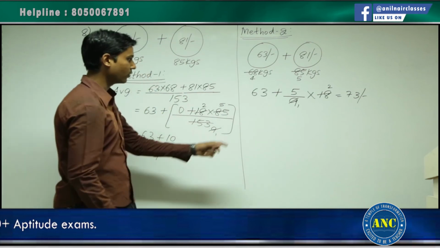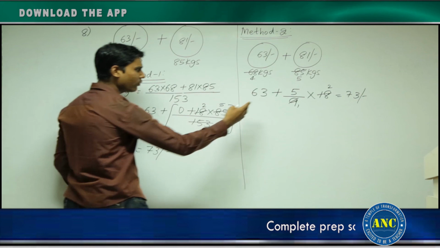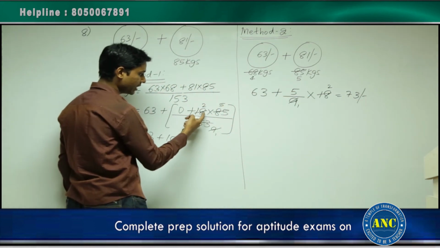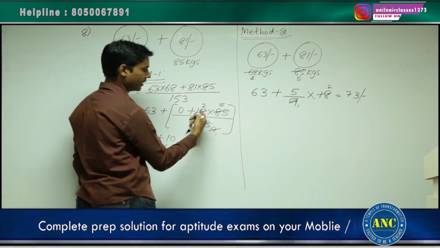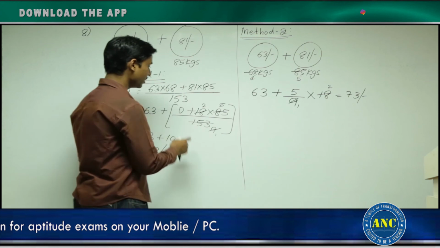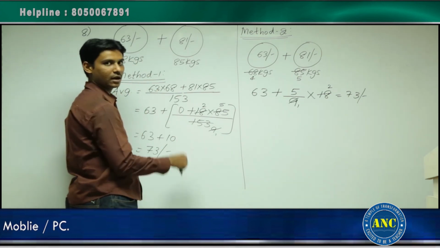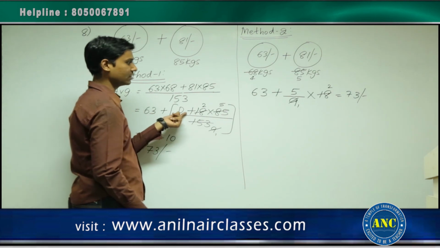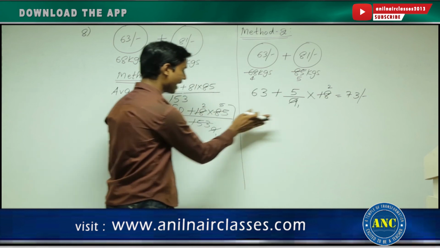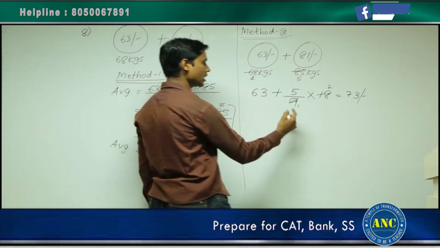If you observe carefully, this is nothing but my tentative average. What I have taken, 5 into 18 by 9. That is what I got here also. If I simplify that, it becomes 5 into 2 by 9 actually, right? This 0 is nothing but I took the tentative average. The difference between the actual number and the tentative average is 0. That is invisible here. Actually, this method and this method, they both are same, right? You can also solve this by one more method.